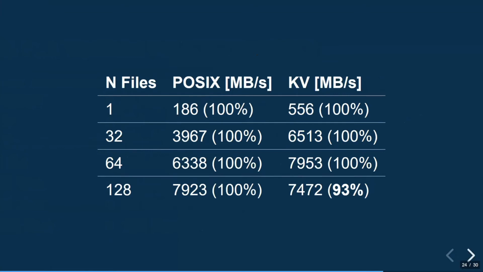As you can see, POSIX is a little bit slower when only 1 file was written at a time. This 100% means that 100% of files were written correctly. Whenever we wrote 32 files at the same time, we got almost 4 gigabytes per second for POSIX, and key value has 6.5 gigabytes per second. For 128, we were reaching almost 8 gigabytes per second.